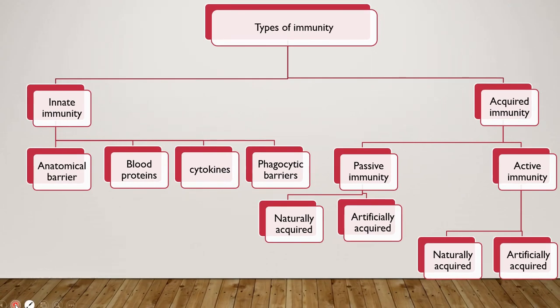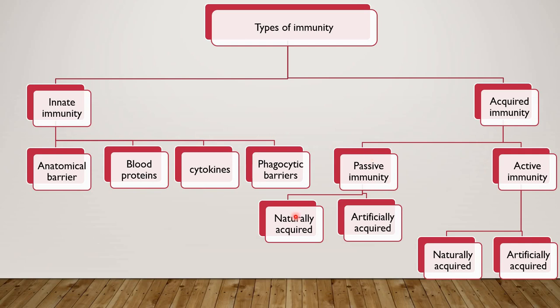Next is types of immunity. Immunity is of two types. One is innate immunity and the next is acquired immunity. Innate immunity is further subdivided into four categories: anatomical barrier, blood protein, cytokines, and phagocytic barriers. So these are the innate immunities. Acquired immunities are subdivided into passive immunity and active immunity.